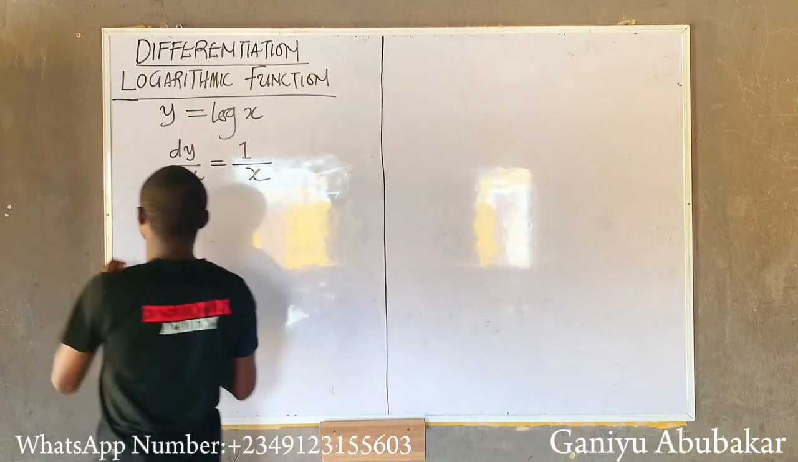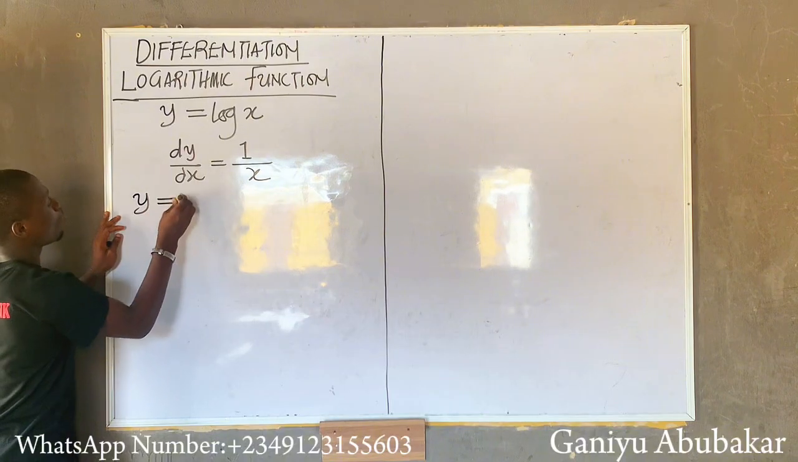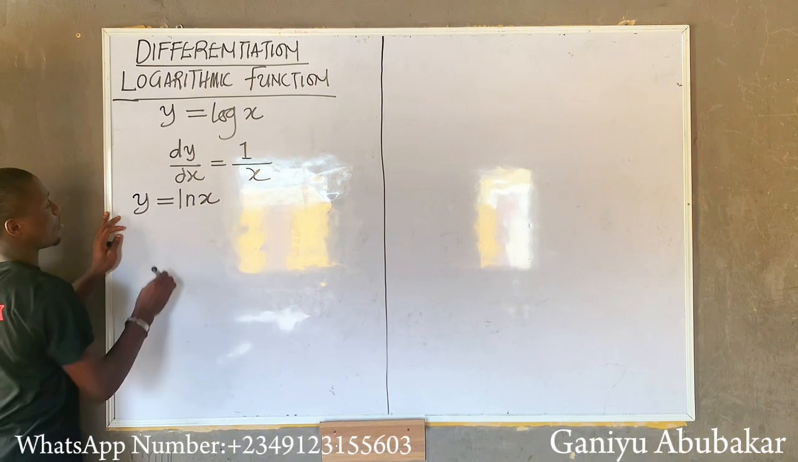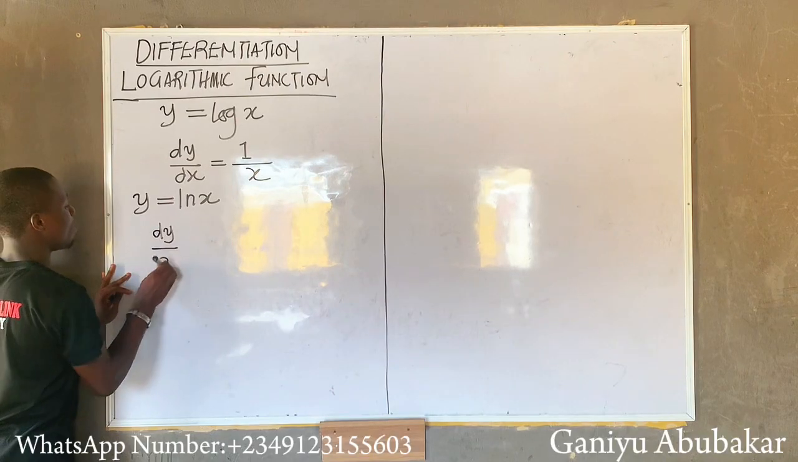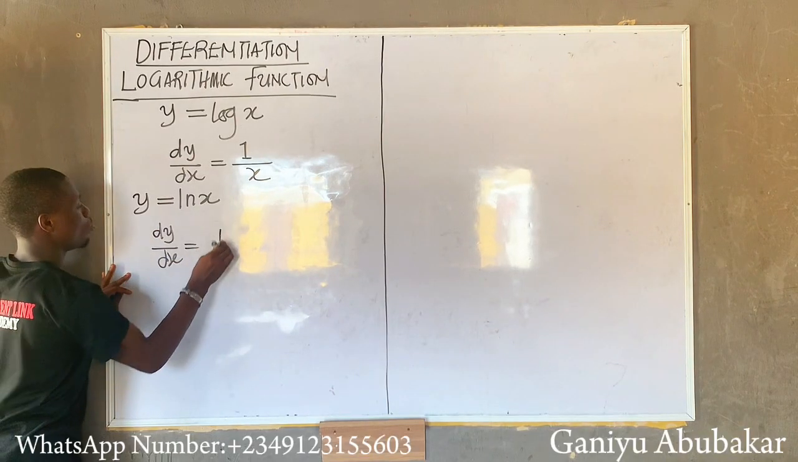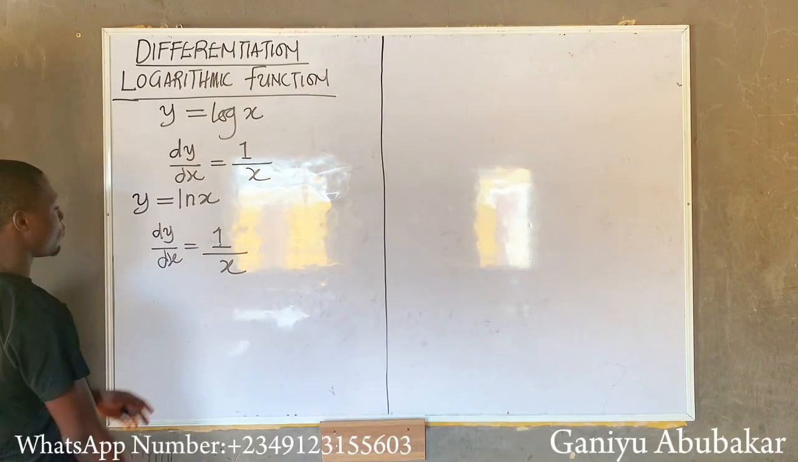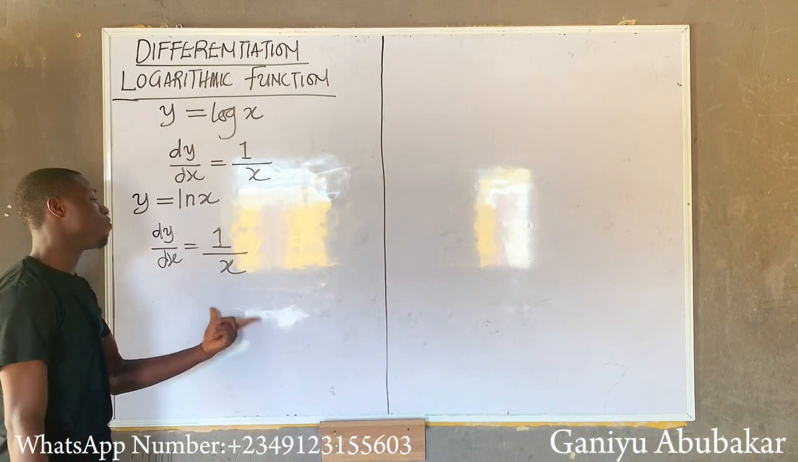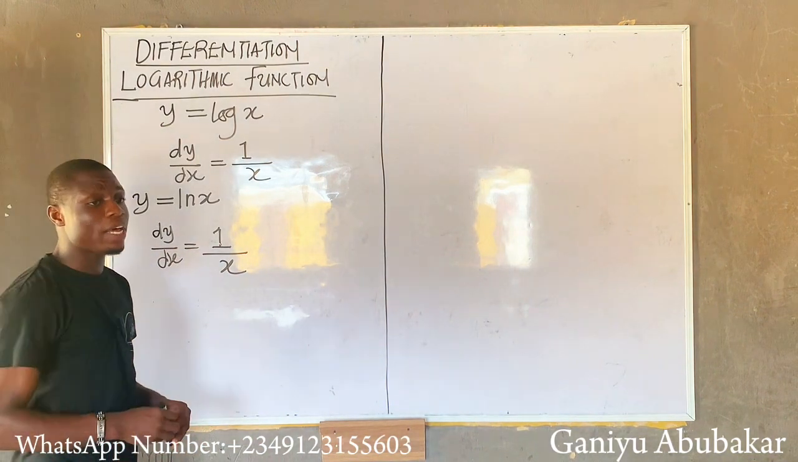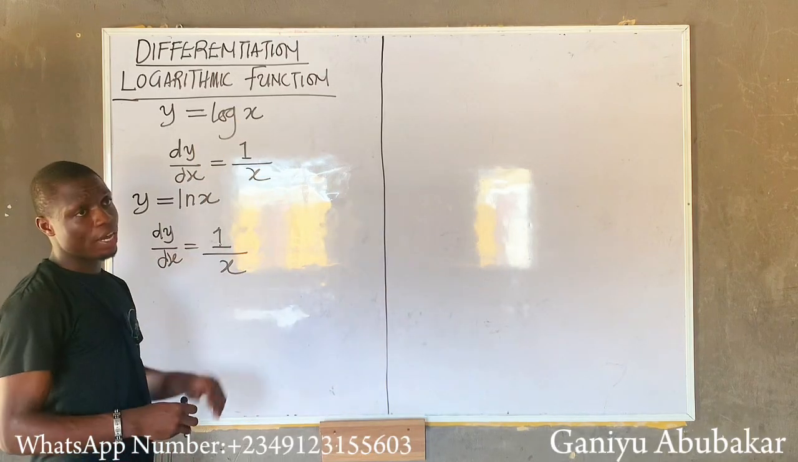Similarly, if I differentiate ln x, let's say I have that y is equal to ln x, similarly I'll have dy over dx is equal to 1 over x. So note this concept that if I differentiate ln x, I'll have 1 over x. Similarly, if I differentiate log x, I'll still have 1 over x.